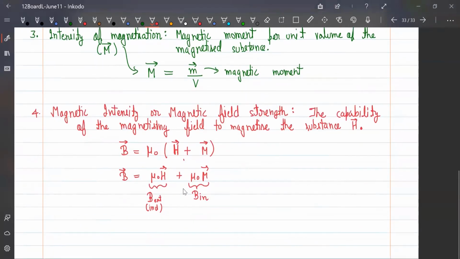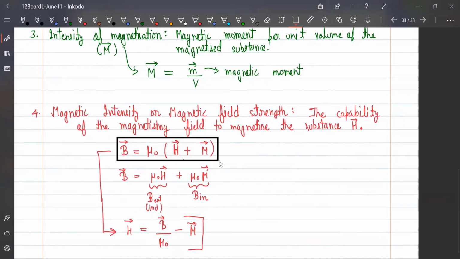So from here, the magnetic intensity के लिए हम relation लिख सकते हैं. H vector can be written as B vector by mu naught minus M vector. Books में usually ये represent करते हैं, but I like to remember it using this relation. So you can choose which one to do.